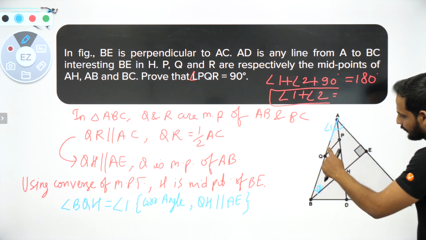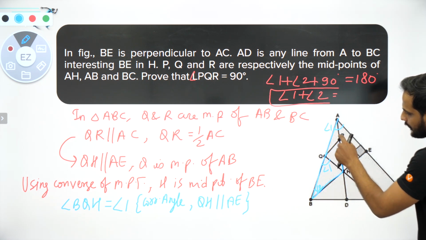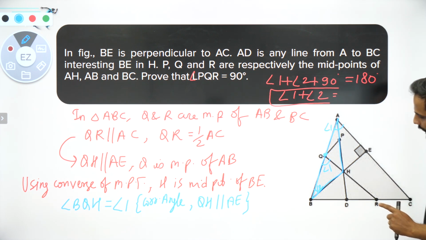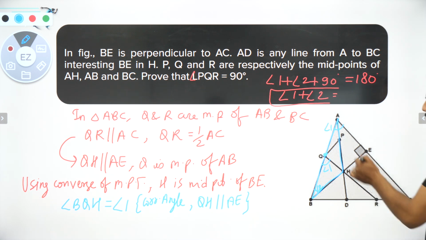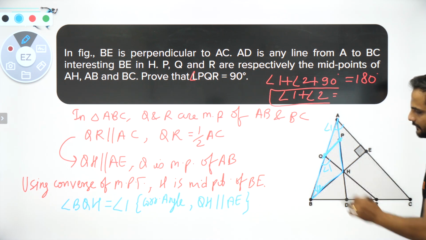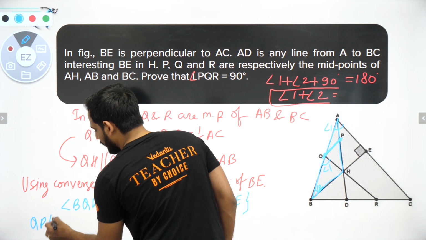Assume this triangle here, this part. Q is the midpoint, and P is the midpoint here. Can I say P is the midpoint? No, I cannot prove that P is the midpoint till now. But it is given that P is the midpoint of AH. So joining two midpoints, if I draw a line, this QP will be parallel to BH. So from here I have got that QP is parallel to BH.